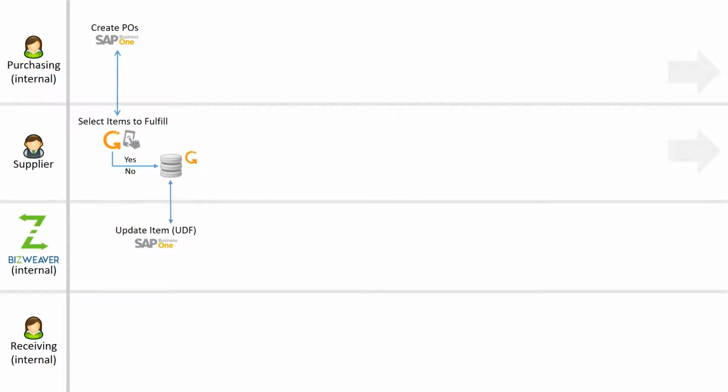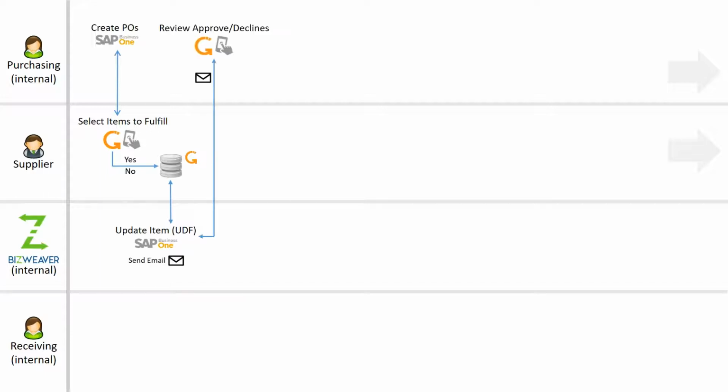Those yes or no, or approved decline indications, go into the Versago database. And then Bizweaver comes in and it will look at those records and it updates a UDF back on the item in Business One with the yes or no.